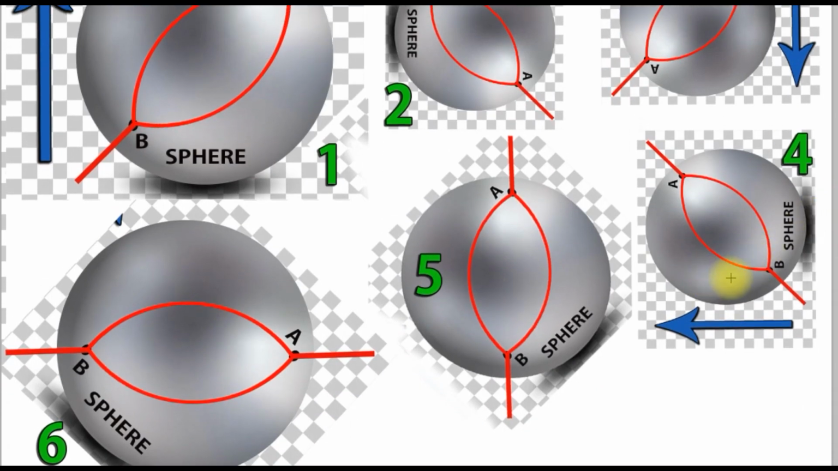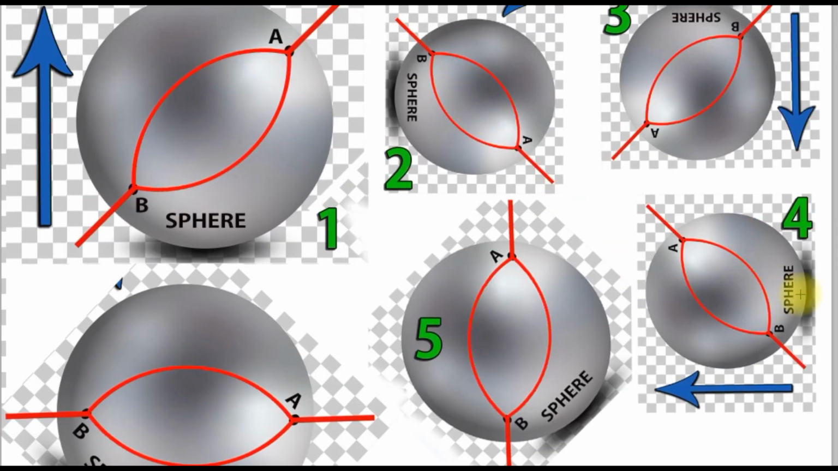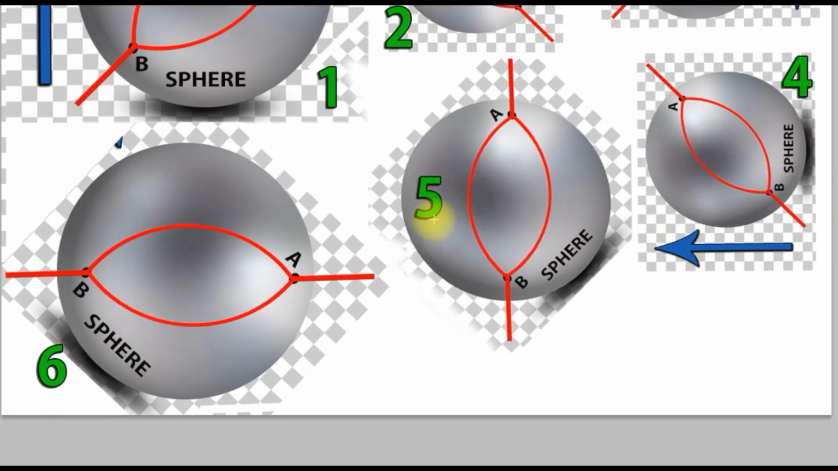And then you have number 4. Number 4 and number 2 are exactly the same, although by the shade here, you can see they are facing different directions. But it doesn't really matter. The distance is the same. Now we're going to be working more with sphere number 5 and number 6. We're going to be looking at this in more detail.